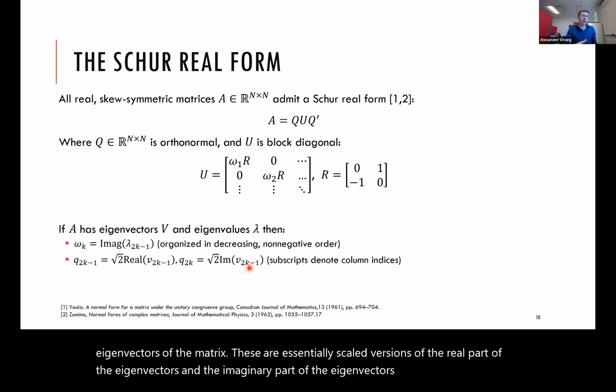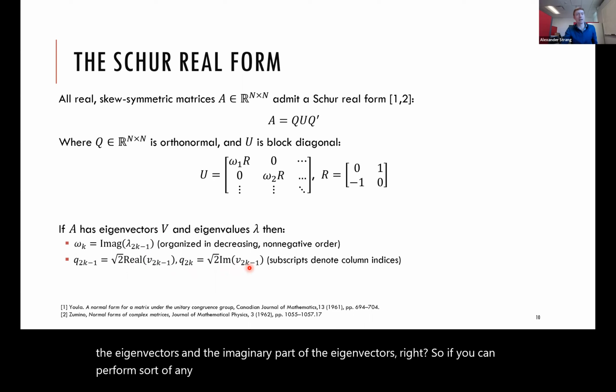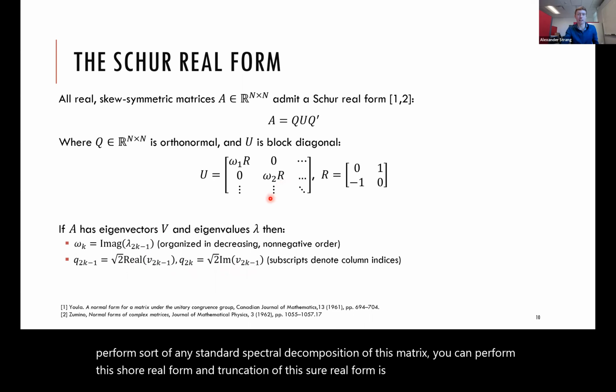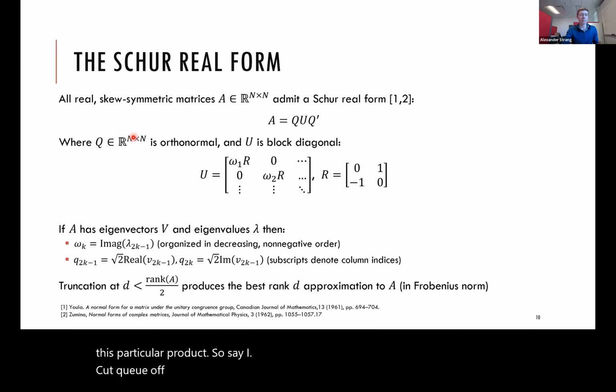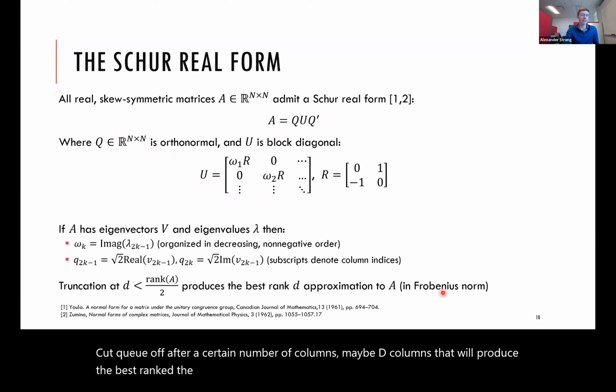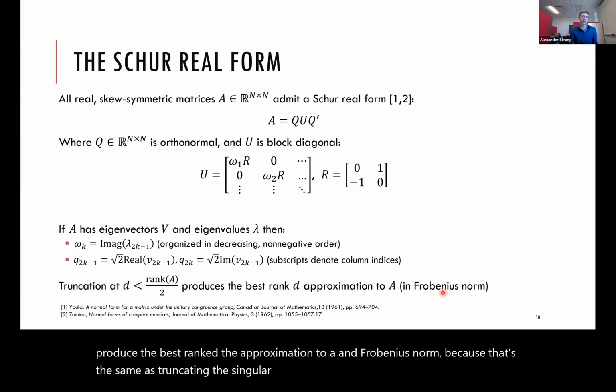All right, so if you can perform any standard spectral decomposition of this matrix, you can perform this Schur real form, and truncation of this Schur real form is equivalent to truncation of a standard singular value decomposition. Right? It follows that truncation of this particular product, so say I cut Q off after a certain number of columns, maybe D columns, will produce the best rank D approximation to A in Frobenius norm, because that's the same as truncating the singular value decomposition after D terms, or up to rank D.